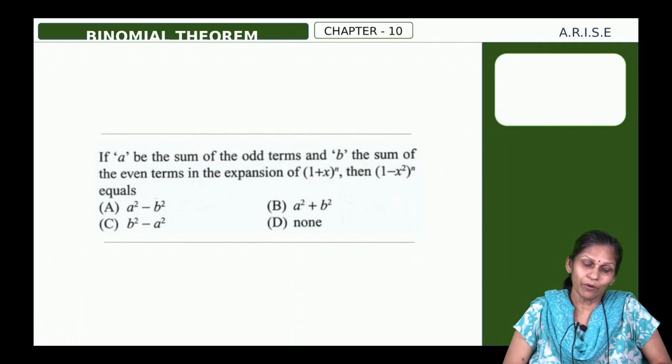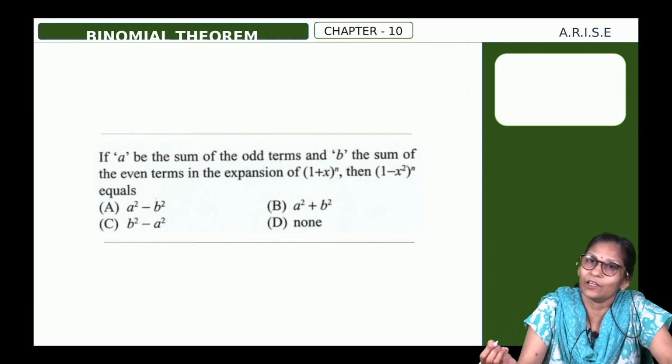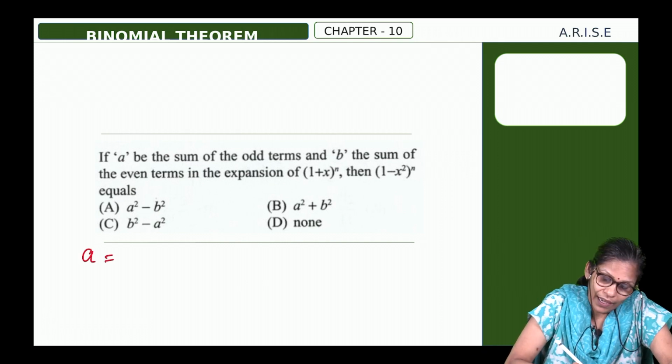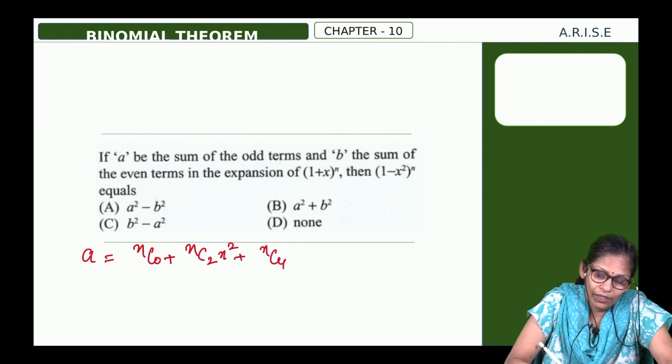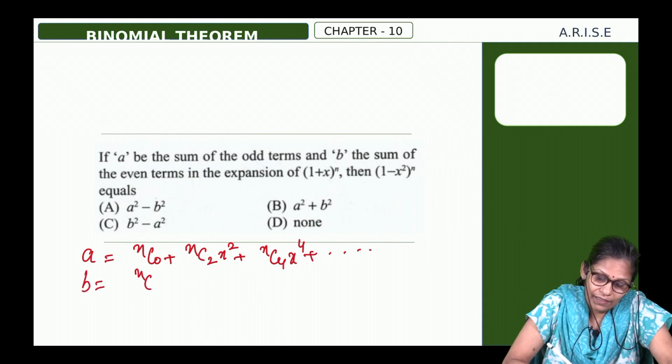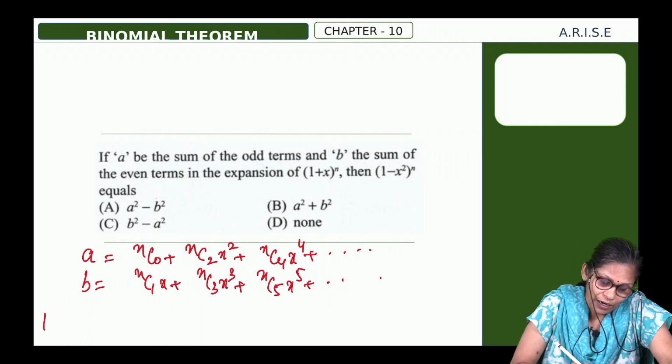Let A be the sum of odd terms and B be the sum of even terms in the expansion of (1 plus x) the whole raised to n. So what is given? A is all the odd terms, nC0 plus nC2 x squared plus nC4 x raised to 4 and so on, and B is the even terms, that is nC1 x plus nC3 x cubed plus nC5 x raised to 5 and so on. You are asked to find the value of (1 minus x squared) the whole raised to n.